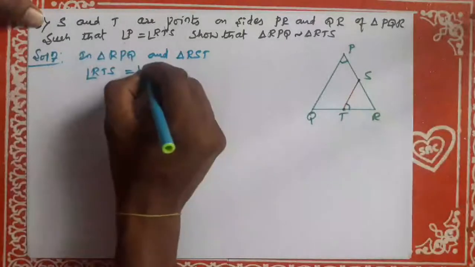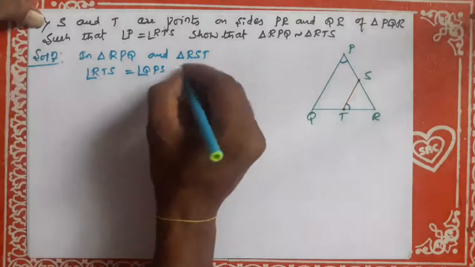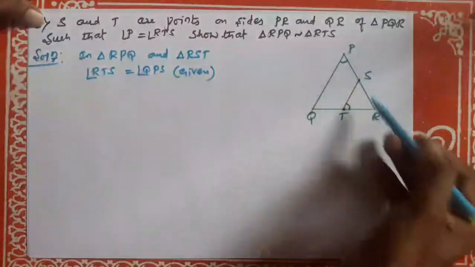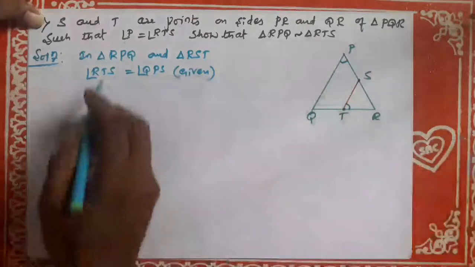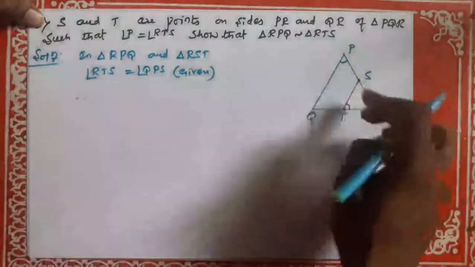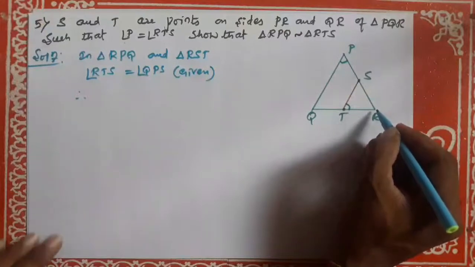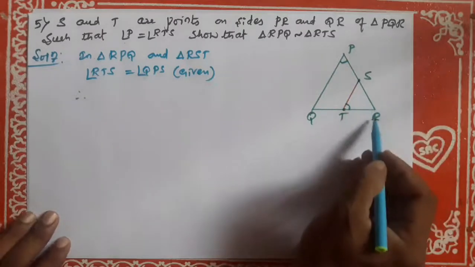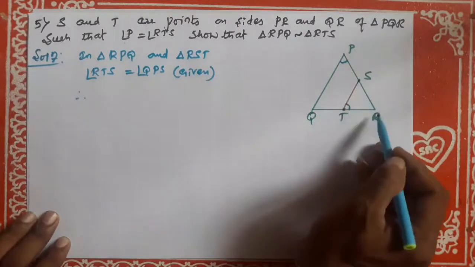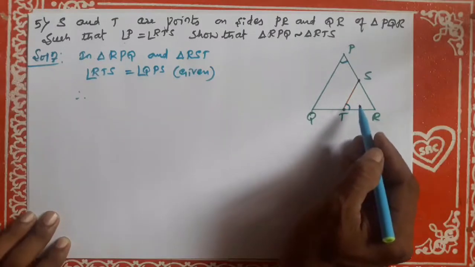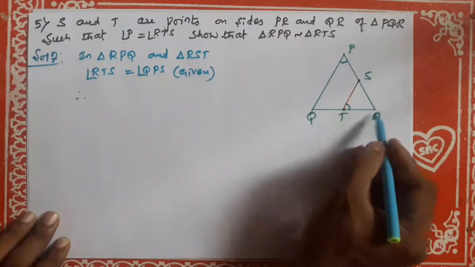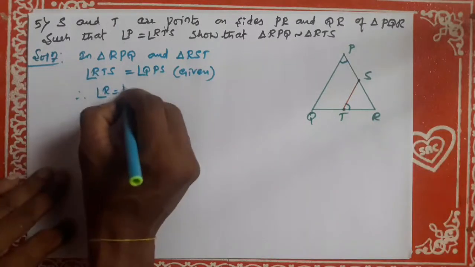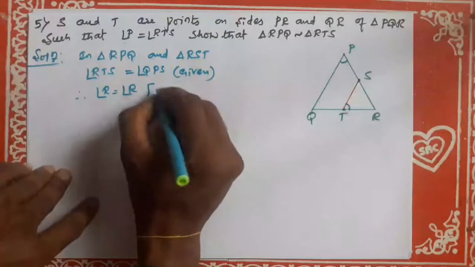You can mention angle QPS. I will write here: given. QPS you can also write as QPR, or RPQ, no problem. Therefore, for these two similar triangles, angle R is a common angle. Angle R is equal to angle R. In brackets I will write: common angle.